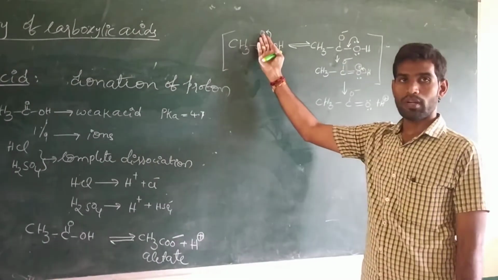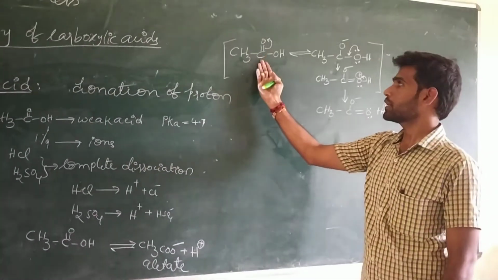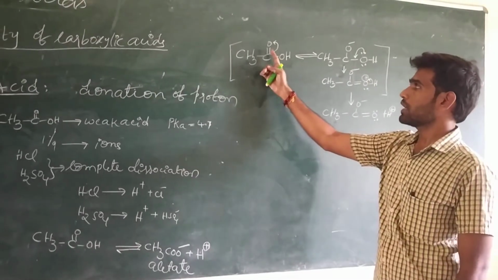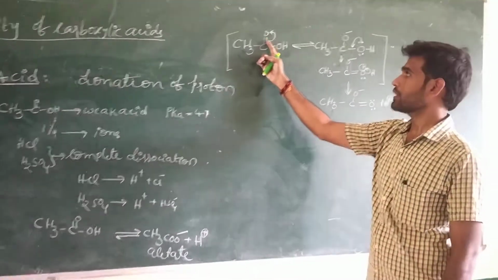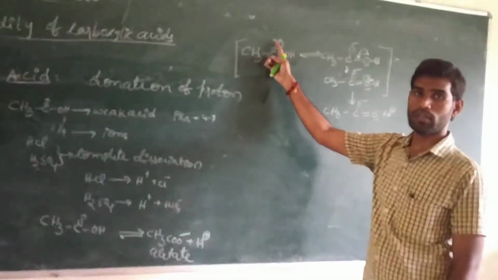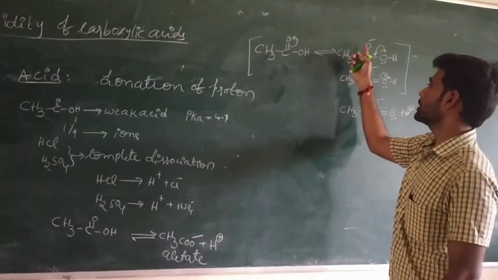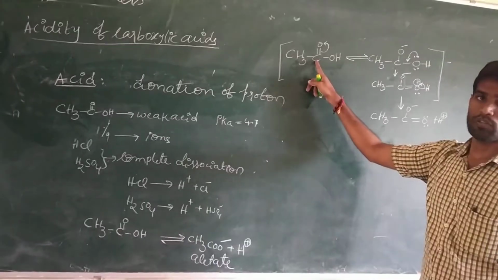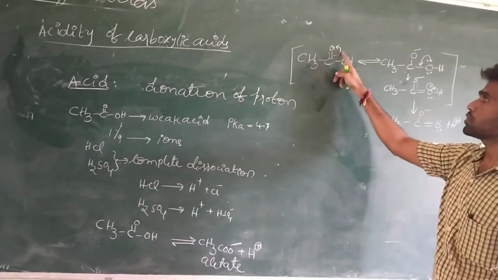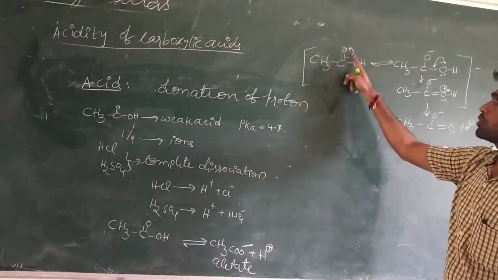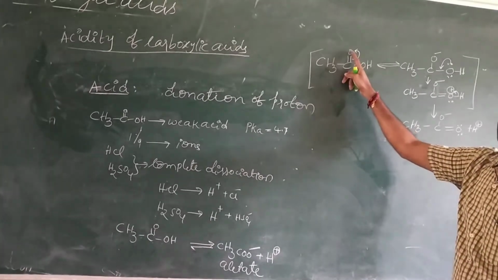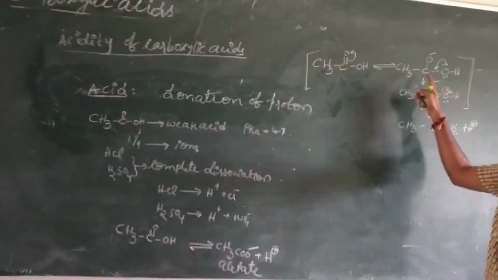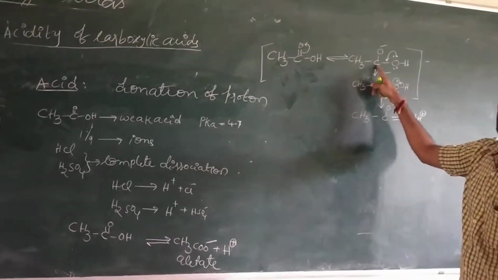Here oxygen is a more electronegative atom compared to carbon. As a result, the pi electrons are attracted towards the oxygen atom. Now oxygen gets the negative charge, but carbon gets the positive charge, because the carbon has only 3 bonds.